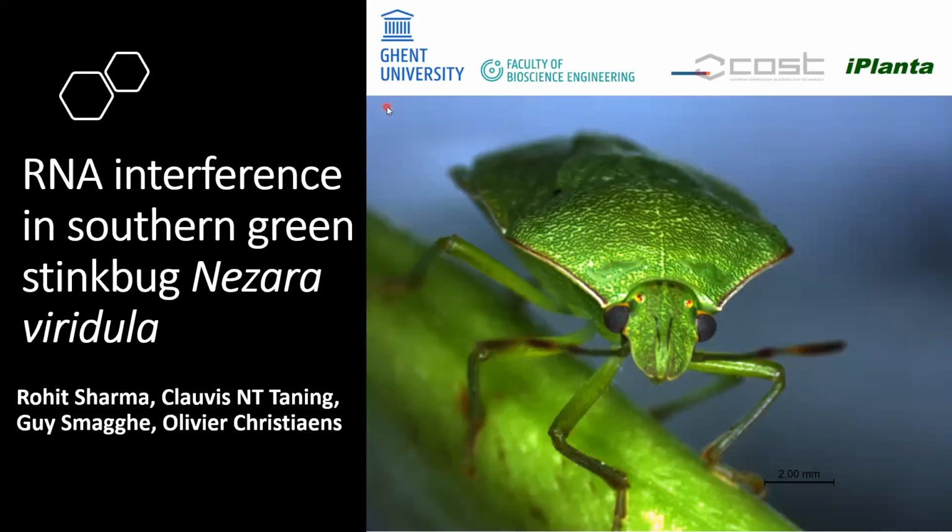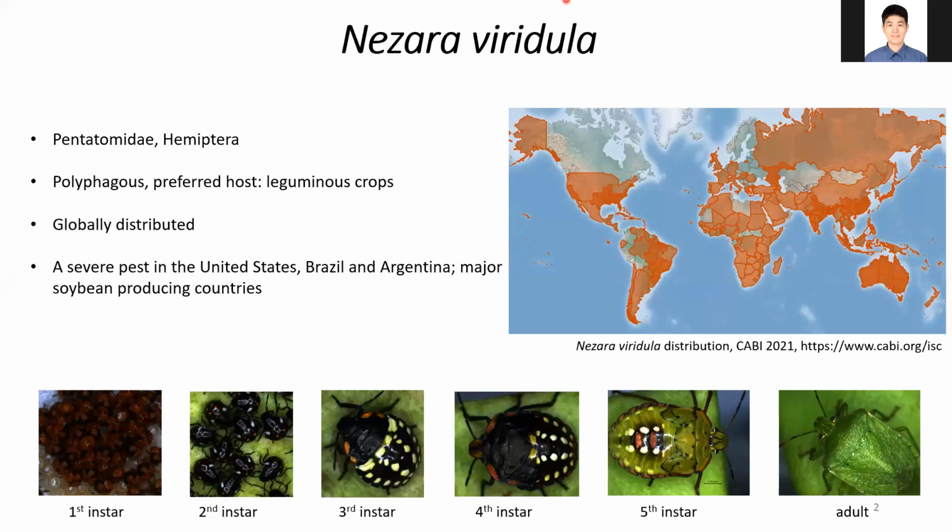Okay, so thank you, and thank you for giving this opportunity to present my research on this platform. I'm a final year PhD student at Kent University, and I'm working on RNAi in Nezara viridula, which is also known as the southern green stink bug. So before going to the main research, let's have a quick look at this pest.